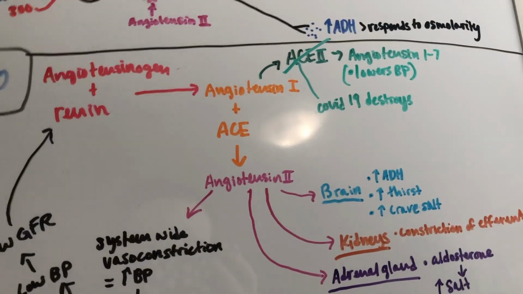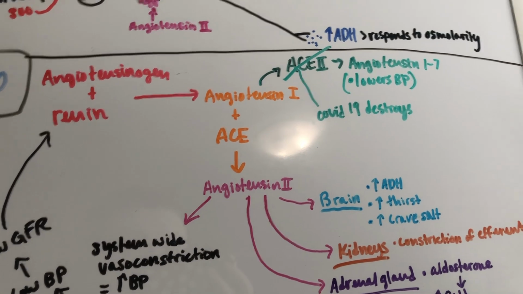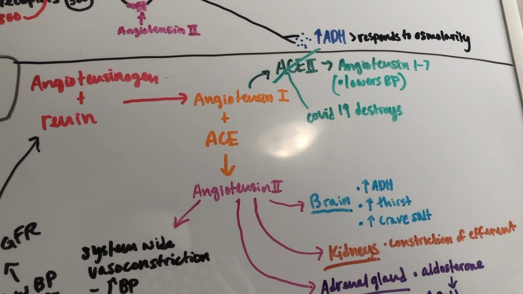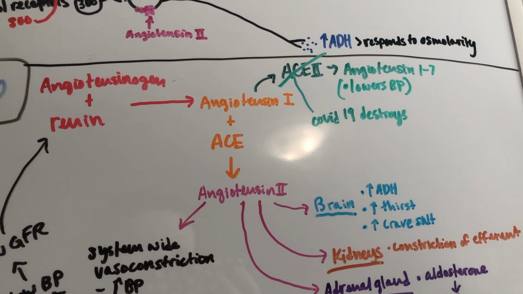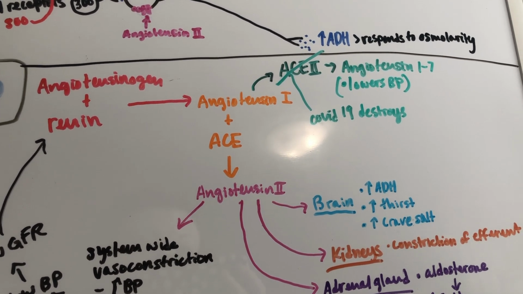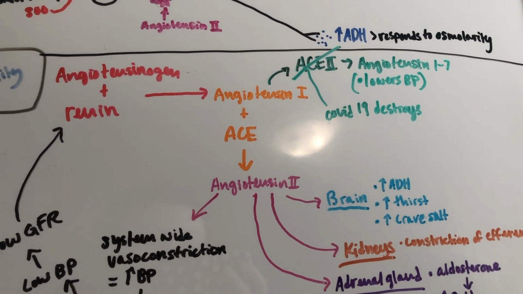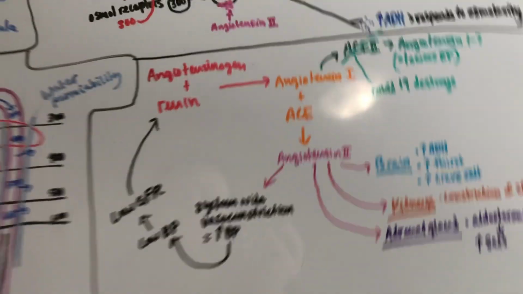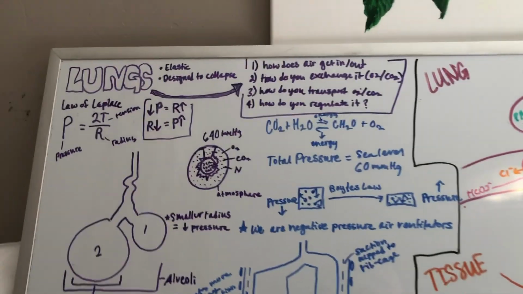And then angiotensin 1 also is going to create ACE2 inhibitor. And this leads to angiotensinogen 1 through 7, and this lowers BP. And we learned during COVID-19 that COVID-19 destroys ACE2 inhibitor, which can be a pretty serious problem. So there is the end of the kidneys. And we're on to the lungs.